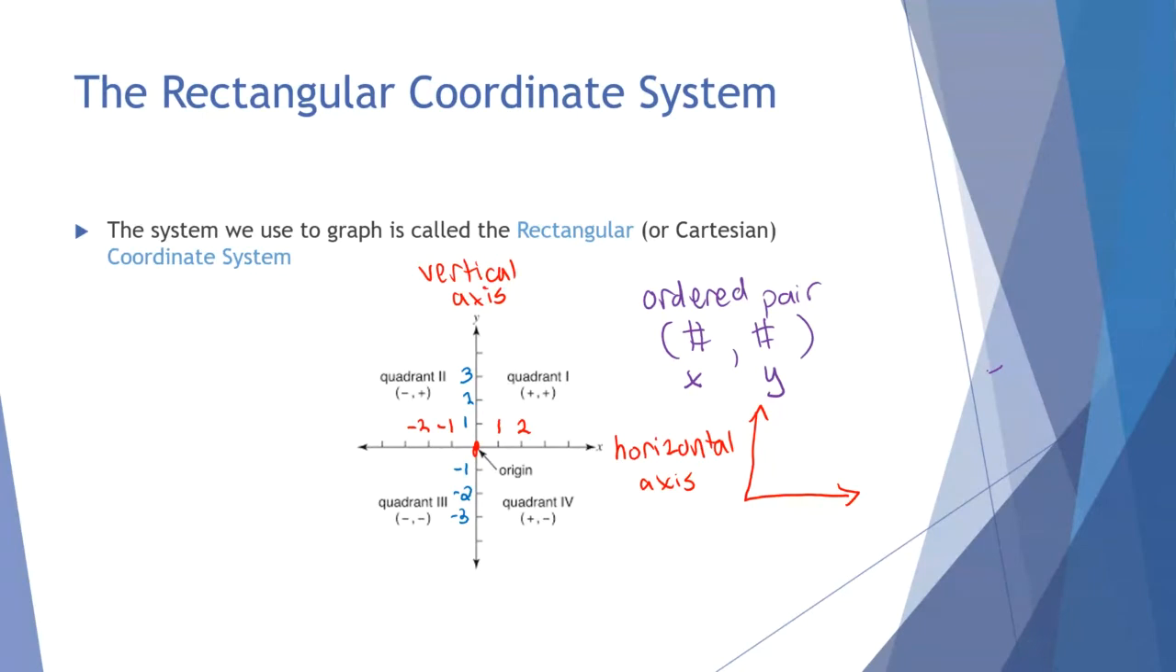So if you're trying to remember how we write these, think of it as alphabetical order. X comes before Y, horizontal comes before vertical in the alphabet. So we always put these in alphabetical order, and that's how you can determine where your numbers should go, and then you can also determine what the signs are of the numbers.